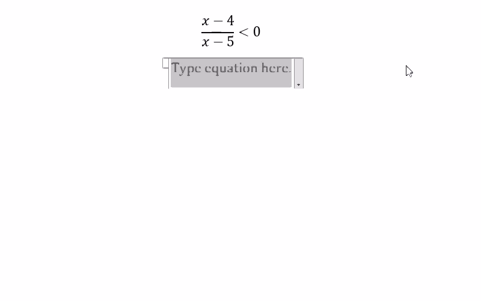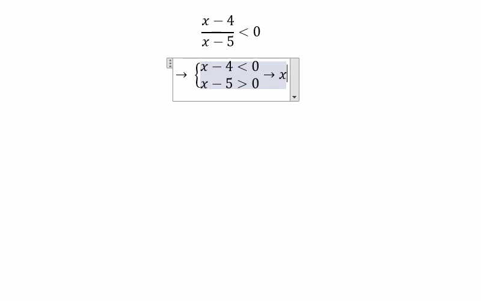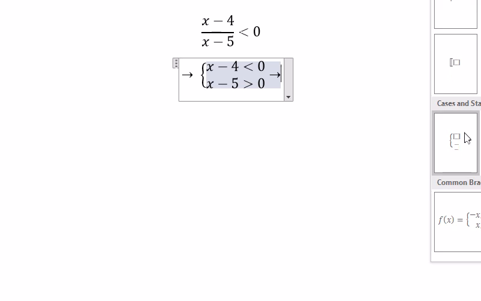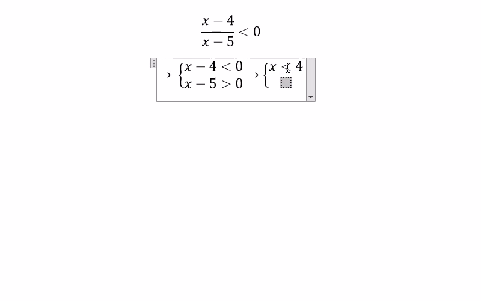So in this situation, we have two scenarios. The first one: x minus 4 is smaller than 0 and x minus 5 is greater than 0. So we get x is smaller than 4 and x is greater than 5. In this situation, we don't have a solution.